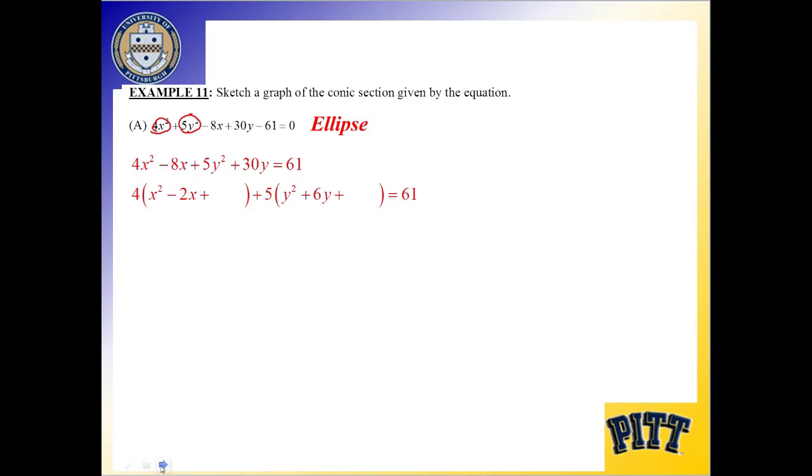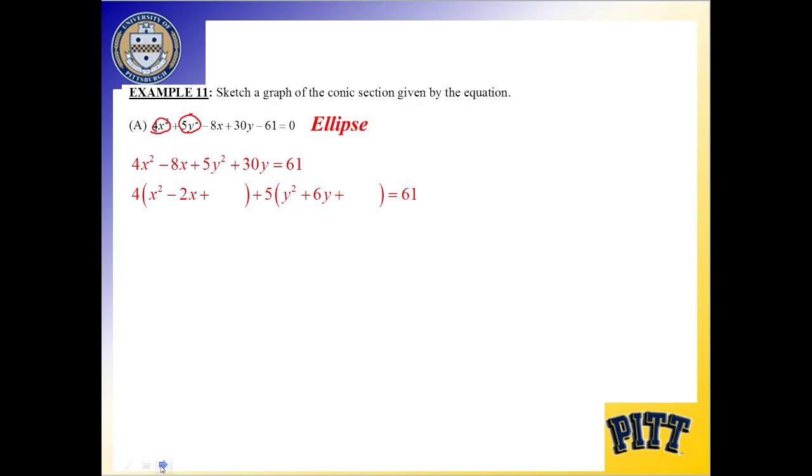A lot of students forget to factor out of what's going to become your middle term when you have your perfect square trinomial, and therefore end up getting really huge numbers for the coordinates of the center of the ellipse, and therefore they have to go really far away from the axis to find them. Now that I have a leading coefficient of 1 inside the parentheses, I can complete the squares inside the parentheses.